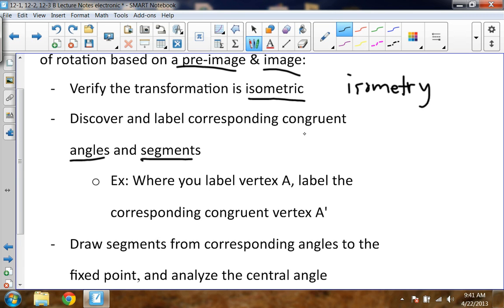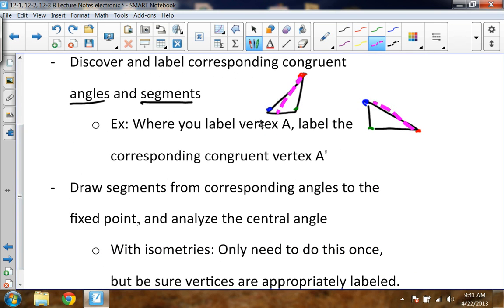So if I had some triangle here and I rotated it down here, I want to match up my points. I want to say, okay, this point corresponds to this one, maybe this point corresponds to this one, and this point corresponds to this one. Normally they'll be named something like A, B, C, A prime, B prime, C prime, and make sure that you match them up. And the segments too. You can say, maybe this is AB, and that matches up with that right there, etc. So make sure you match them up. So where you label vertex A, label the corresponding congruent vertex A prime. Make sure you note that.